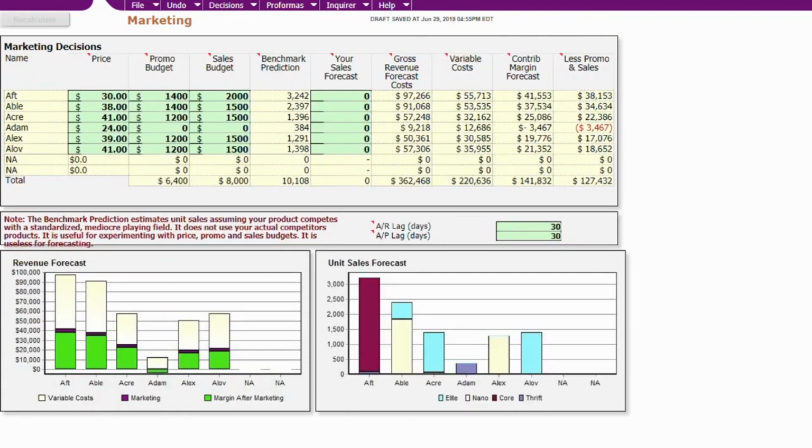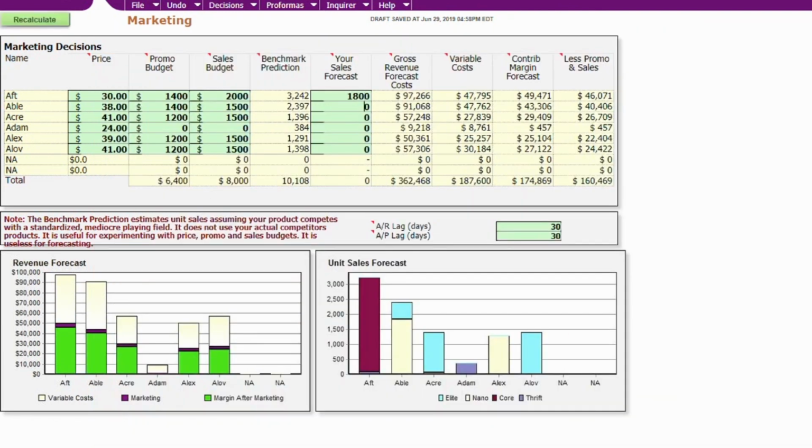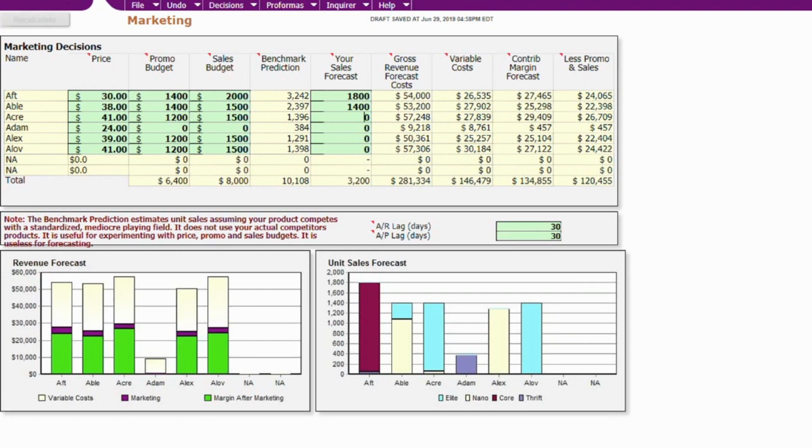Marketing segment. For product Aft, we reduced the price to $29 to improve its competitiveness. Since we had attained 100% awareness, we only needed to spend $1,400 to maintain it. We maintained $2,000 sales budget to increase accessibility. We estimated to sell 1,800 units.